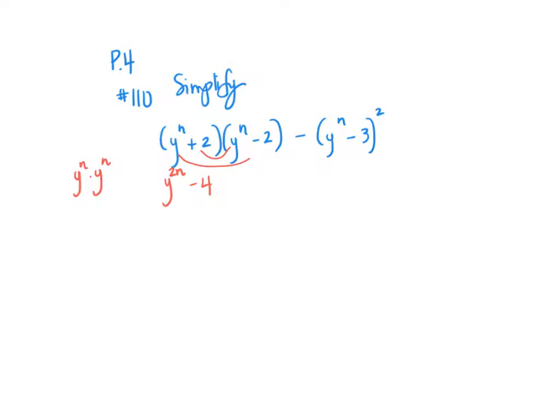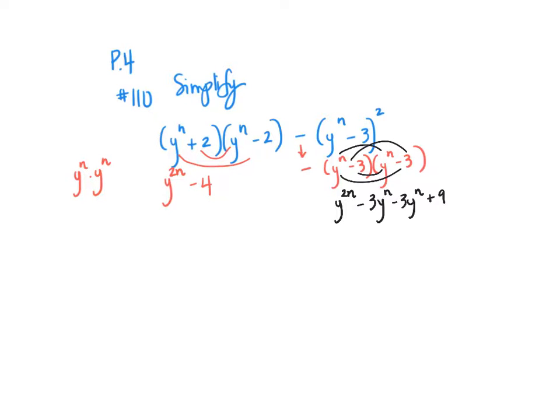Now, I am going to have to distribute the negative, but I notice right here that I need to square this binomial. So I'm going to bring down this negative because I know I'm going to have to address that. But I'm going to go ahead and FOIL y to the nth minus 3 times y to the nth minus 3. So when I multiply those first terms, that's going to give me y to the 2n. The outside terms, that's going to be minus 3y to the nth. The inside, minus 3y to the nth. And then the last, when I FOIL that, is a positive 9.